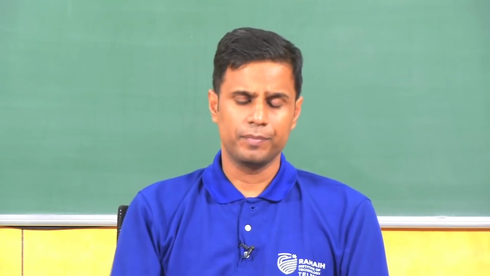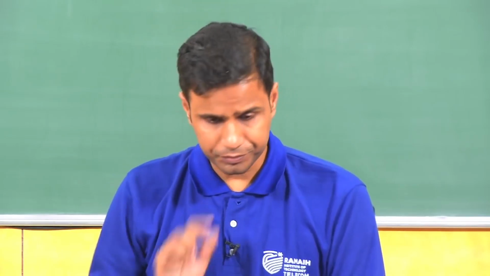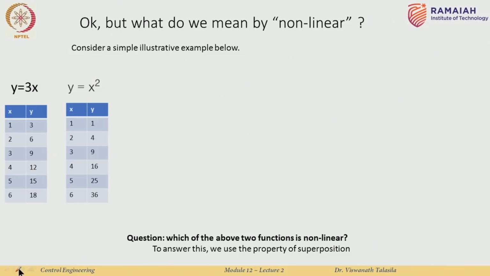So, let us see a very simple illustrative example of linear and nonlinear. We consider two functions. The first one is y equal to 3 times x and the second one is y equal to x square. And the question I am trying to pose is which of the above two functions is not linear.